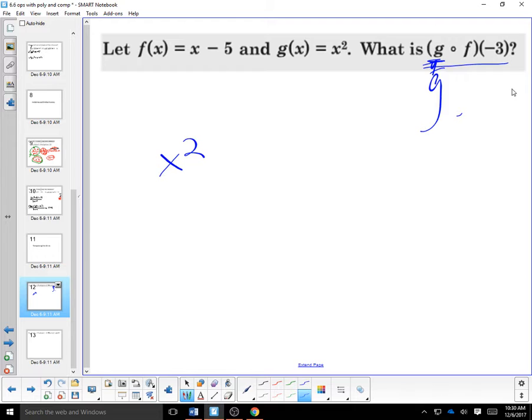So the first function I want to use is the g function. Okay, so I go over to g, and it says, oh, look, g is x squared. So I write x squared. Okay? All right, so we're good now?